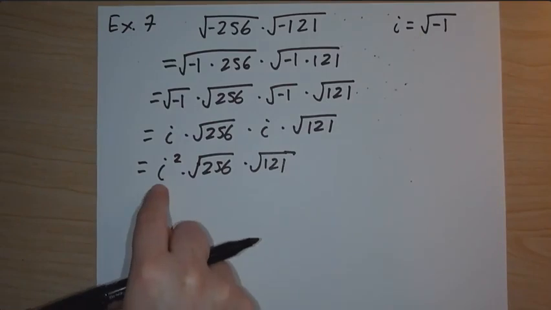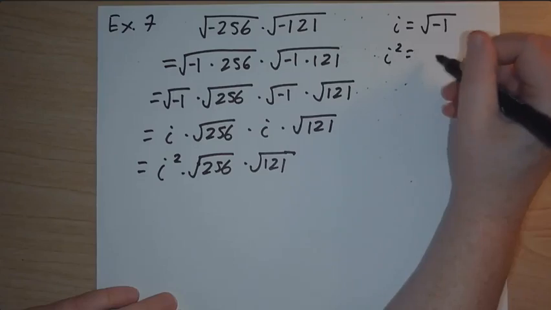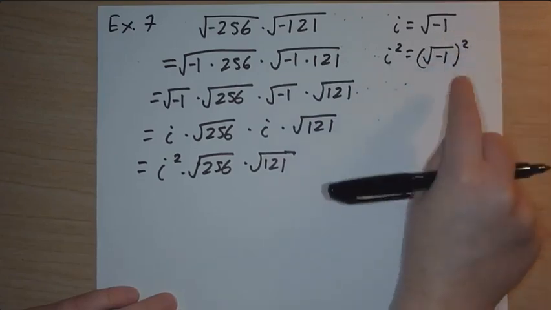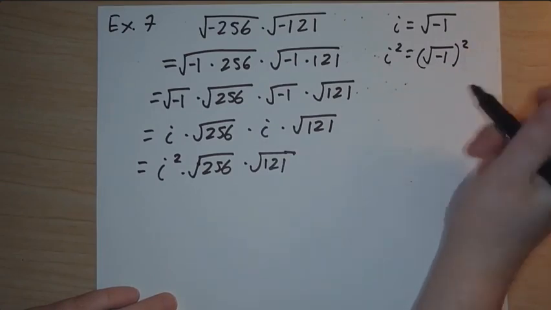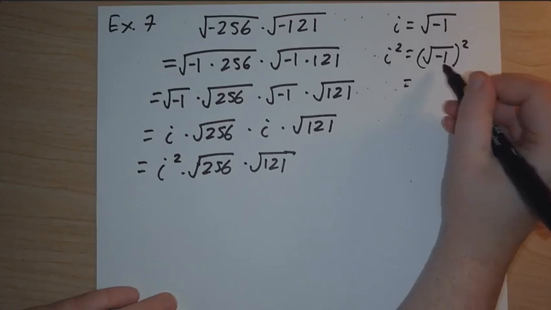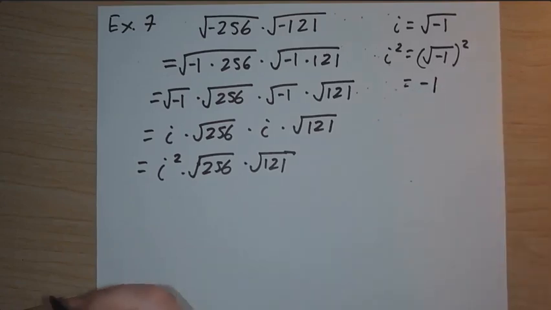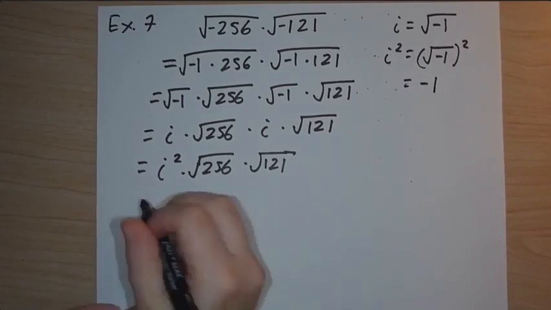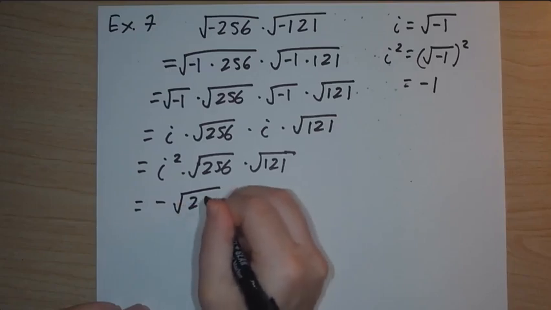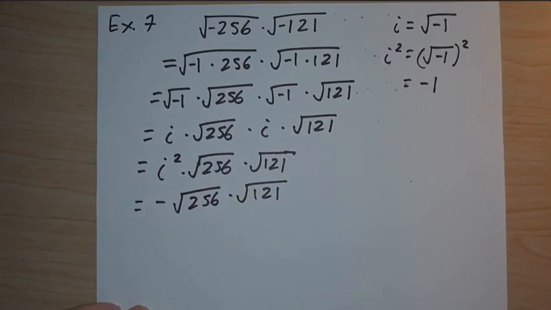So, if we have i squared, that would be the same thing as the square root of negative 1, squared. And if we square a square root, that just releases the inside. So the square of the square root of negative 1 is just going to be negative 1. So i squared is just negative 1. So this is negative times the square root of 256 times the square root of 121.